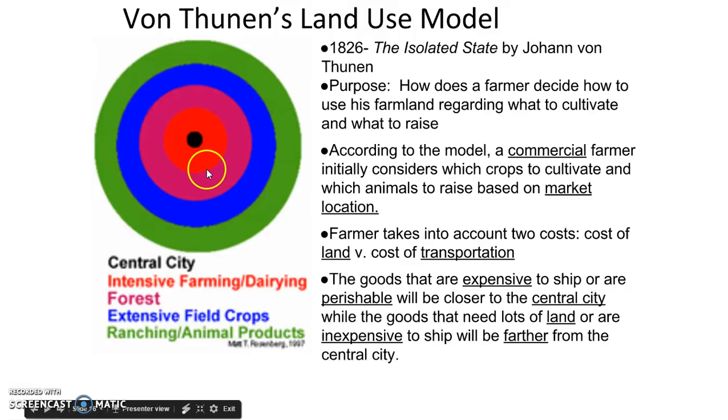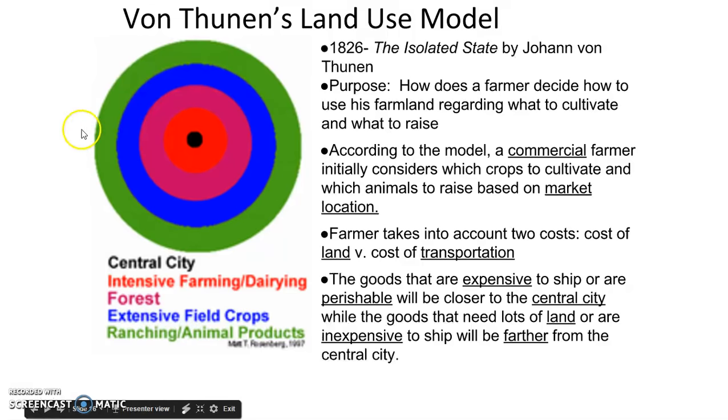Forest was very important during the time because they needed that for building and for fuel. Then in our third ring out, this is our extensive grain farming, our field crops. Again, these are less expensive to transport because you can carry more in bulk and they need to be transported less often, but they need a lot of land, so they need to be out here where the land is the least expensive.